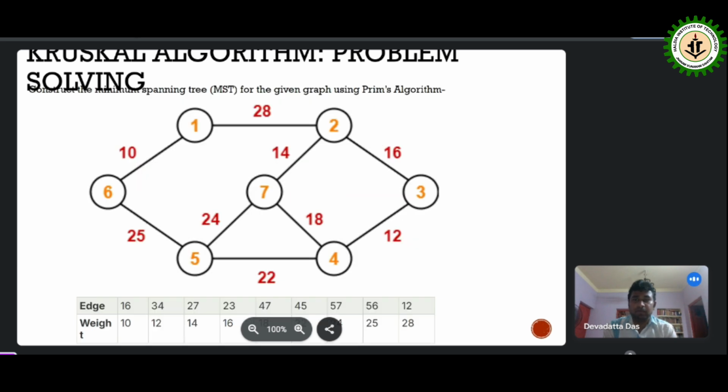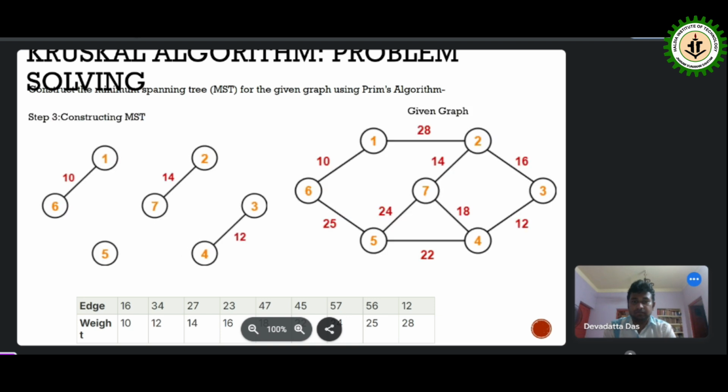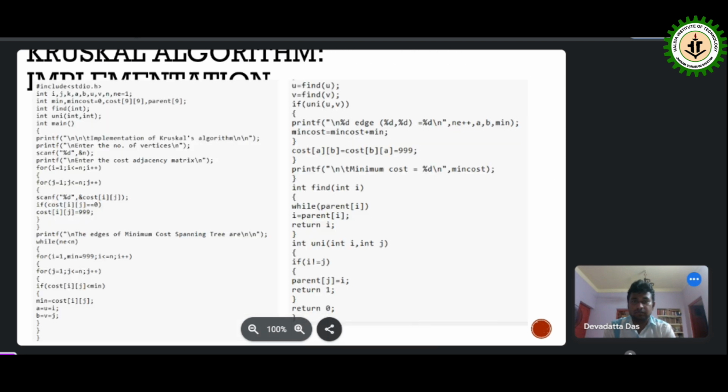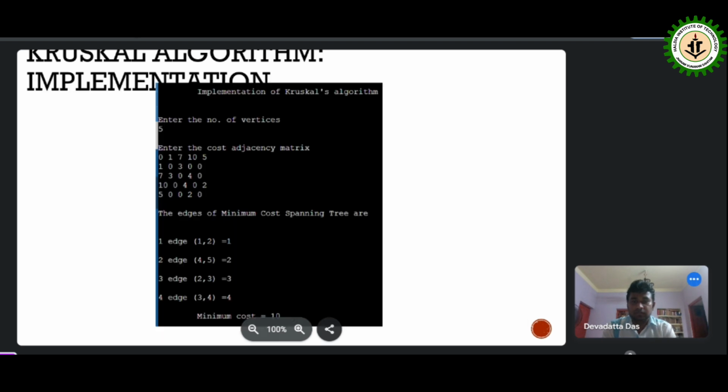So this is another problem of Kruskal algorithm, and I'm solving it in a similar way that I discussed in the previous slides. Here is the Kruskal algorithm programming code that I discussed in the laboratory, and here is the output of the Kruskal algorithm.